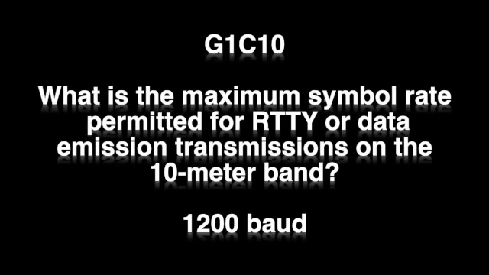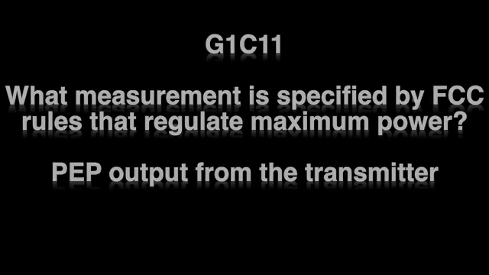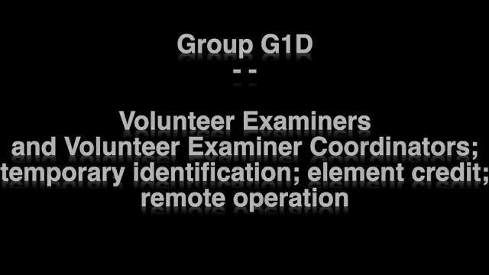G1C10. What is the maximum symbol rate permitted for RTTY or data emission transmissions on the 10-meter band? 1200 baud. G1C11. What measurement is specified by FCC rules that regulate maximum power? PEP output from the transmitter. Group G1D: Volunteer examiners and volunteer examiner coordinators, temporary identification, element credit, remote operation.